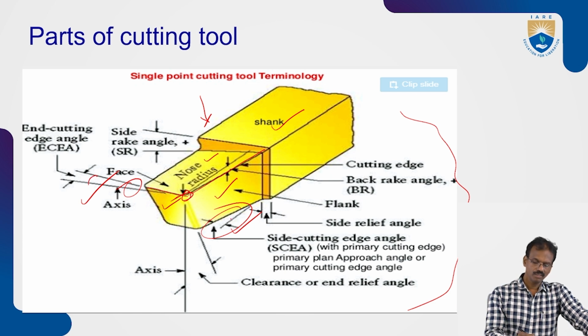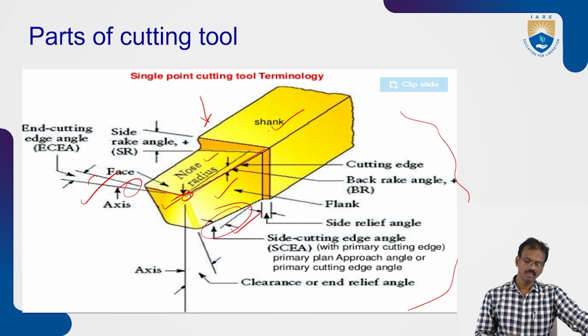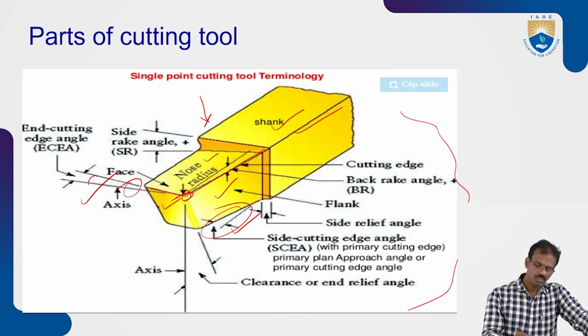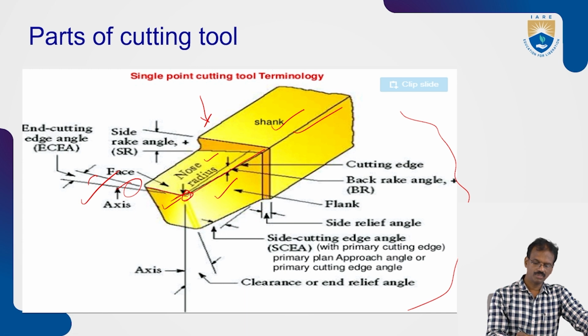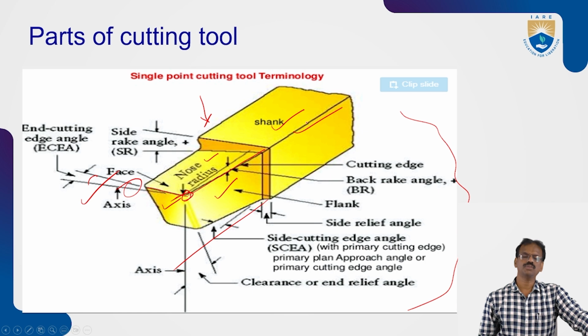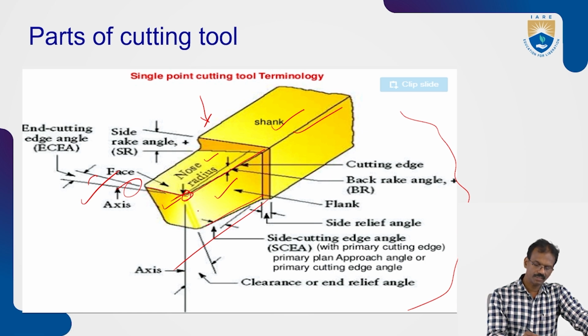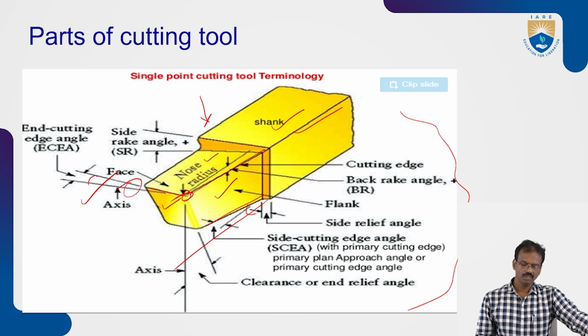Similarly, the side cutting edge angle is nothing but the angle between the major cutting edge and the line which is parallel to the length of the cutting tool. This is the line which is parallel to the length of the tool, and this is the cutting edge. The angle between these two is nothing but the side cutting edge angle.